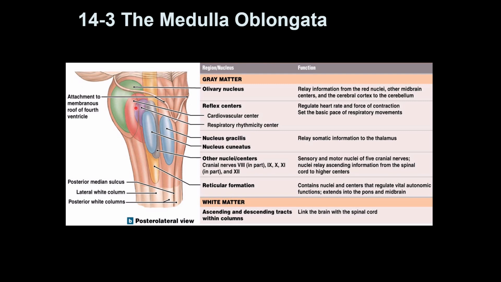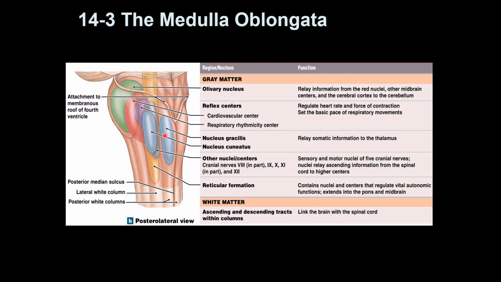You also have these nuclei. These are the nucleus gracilis and nucleus cuneatus, and if you remember, this is from chapter 13. These are the pathways on the dorsal white column, and that's carrying sensory information from the lower and upper extremity.